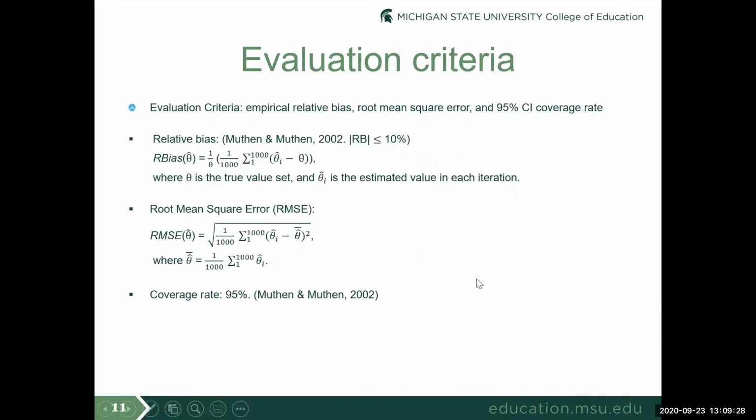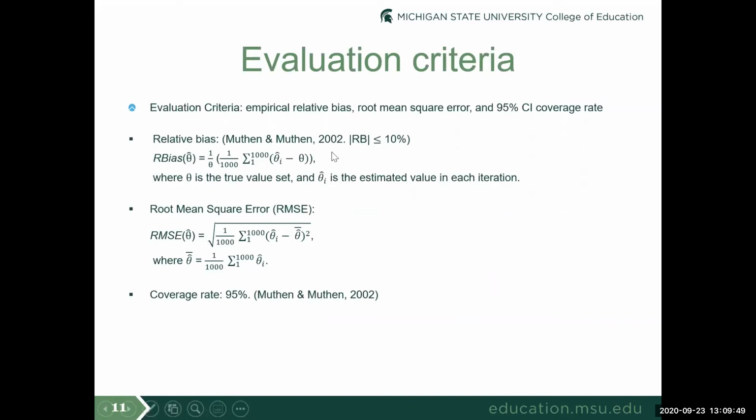So three criteria were used to evaluate the quality of the estimator: empirical relative bias, root mean square error, and a 95% confidence interval coverage rate. The relative bias is calculated using this formula.